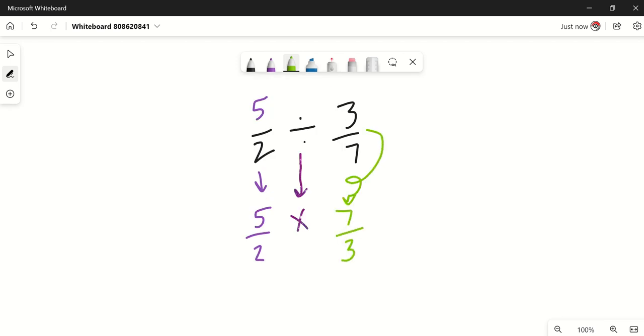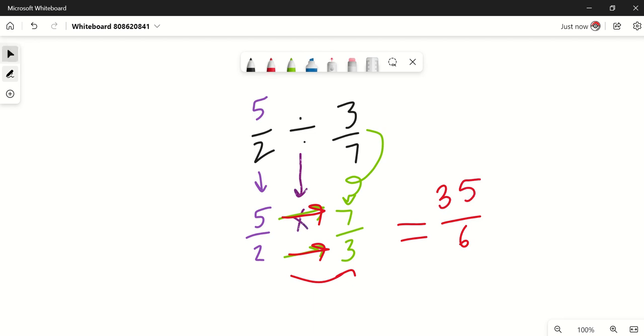And we can multiply straight across after checking for cross simplification, which 2 and 7, nothing in common. 3 and 5, nothing in common. So we're going to go ahead and just multiply straight across. I meant to do a different color, but it's fine. 2 times 3 I know is 6. And then 5 times 7 is 35.